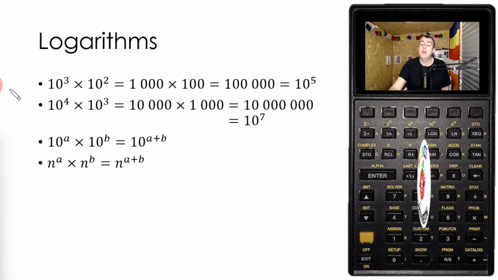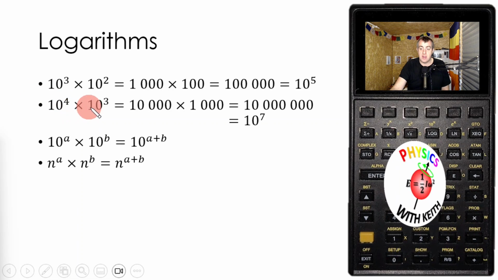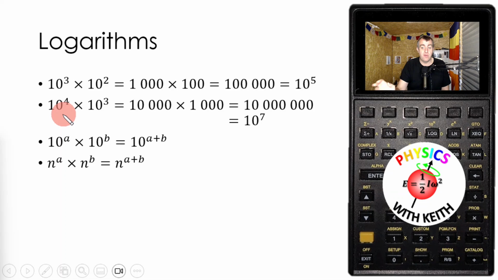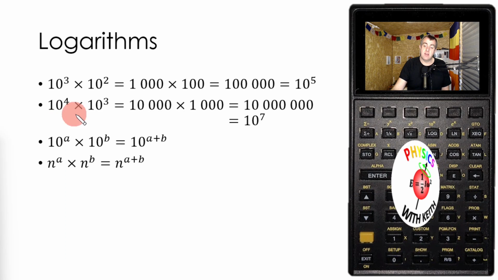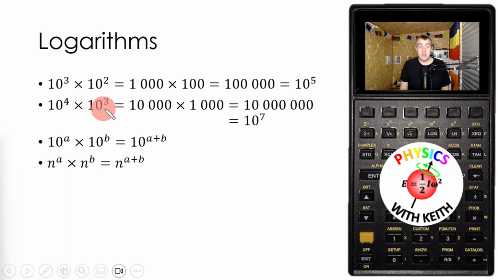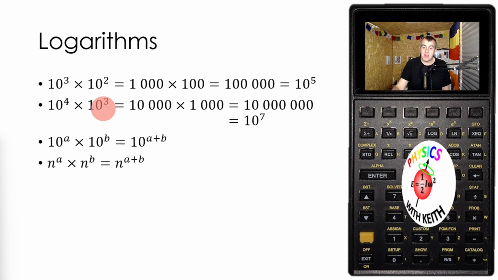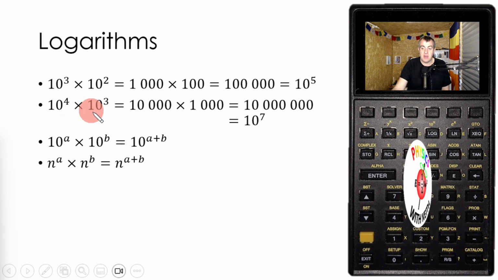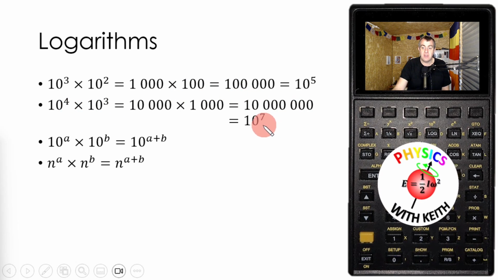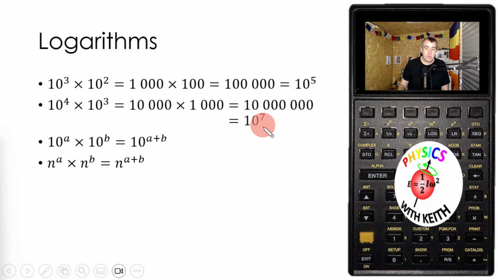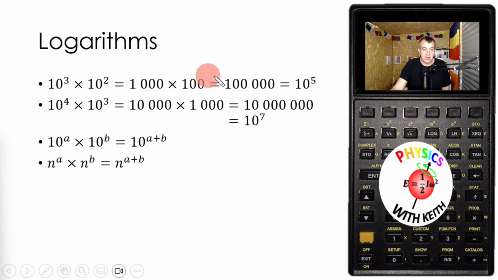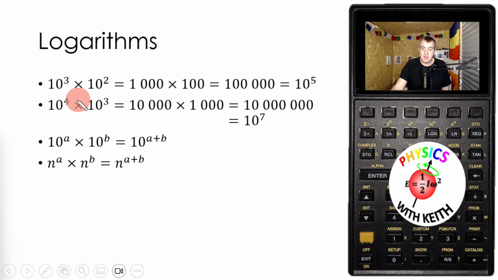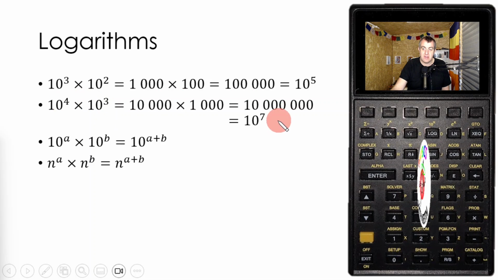Here's a different example. 10 to the power of 4 times 10 to the power of 3. 10 to the power of 4 is 10,000, 10 times 10 times 10 times 10. 10 to the power of 3 is 1,000, 10 times 10 times 10. And so if I times 10,000 by 1,000, I get 10 million, which is 10 to the power of 7. Now what you'll notice is that, taking the first example, 3 plus 2 is 5. Taking the second example, 4 plus 3 is 7.